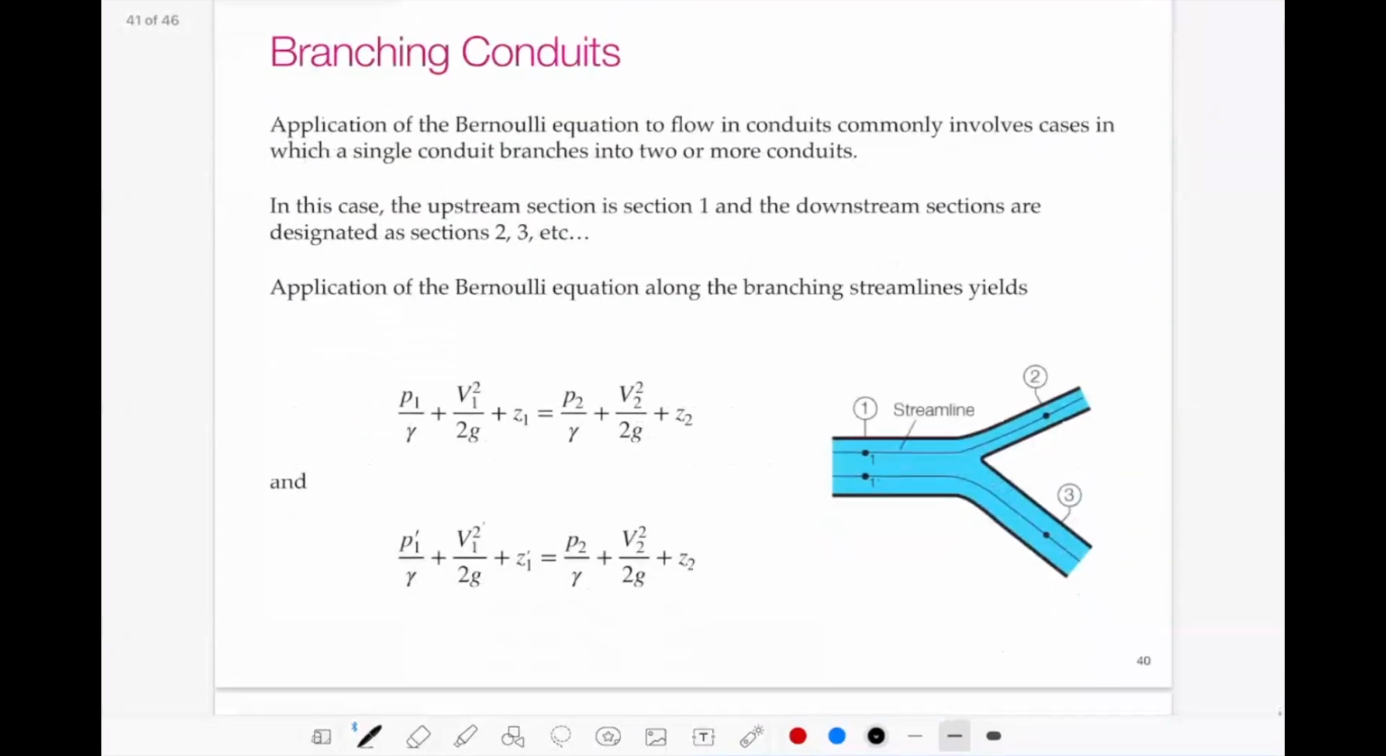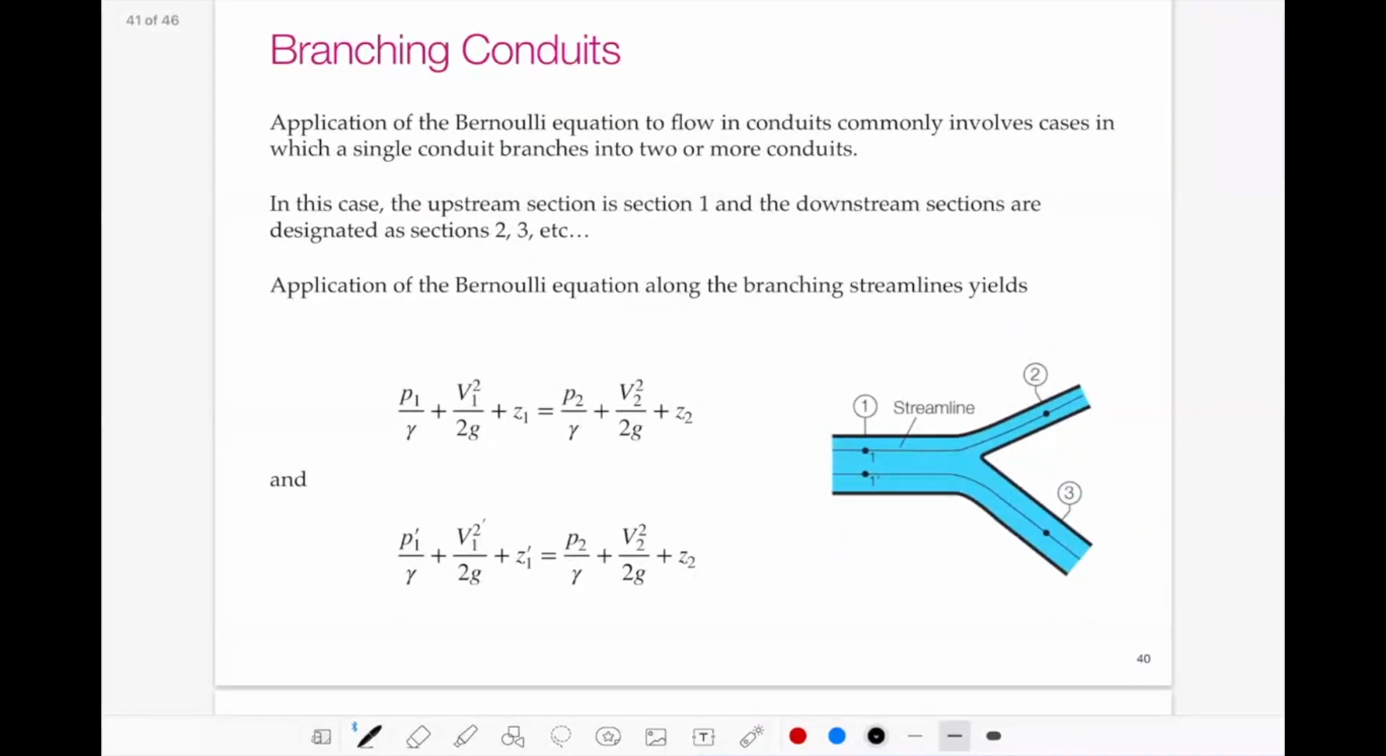So let's get to our last section of applications of Bernoulli's equation. Sometimes we'll have branching conduits where one pipe splits into multiple sections, and we can apply Bernoulli's equation to the flow of the conduits as long as it's still steady and incompressible flow. So in this example, we have two streamlines. At point 1, we have streamline 1 going to 2, and streamline 1 prime going to 2 prime.